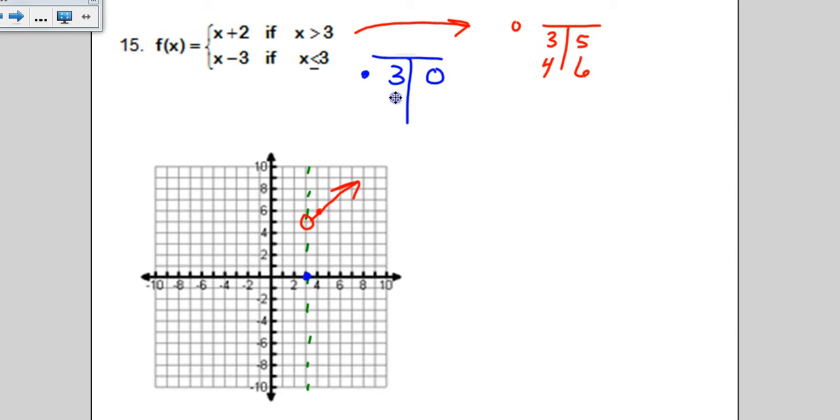And then this time I want to choose numbers that are less than or equal to 3. So a number less than 3 would be the number 2. If I plug in a 2, 2 minus 3 is a negative 1. So at the point (2, -1), let's draw another point, and then go ahead and connect. And there you go.